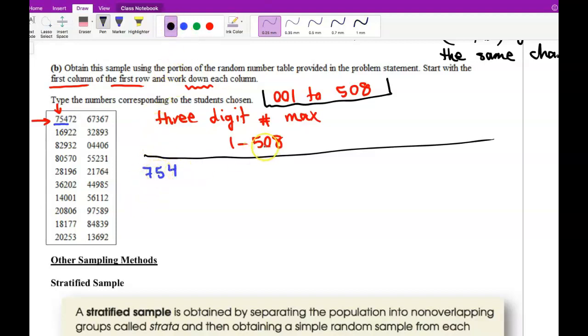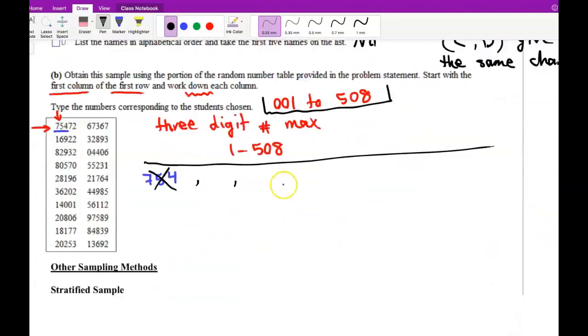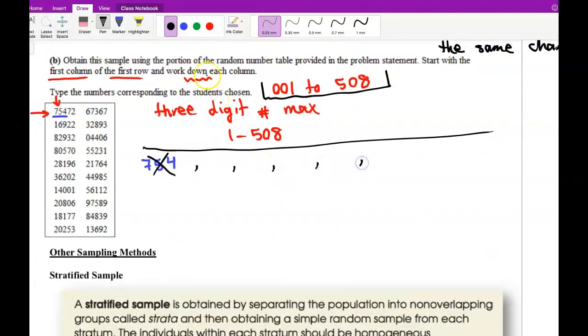But this one is greater than 508. So this is not acceptable. And let's see how many we should have. We should have 5. Then next one is 169. So this is between 1 and 508. We can accept that. 829. This is greater than 508. It's not acceptable. The next one, 805, again is greater than 508.